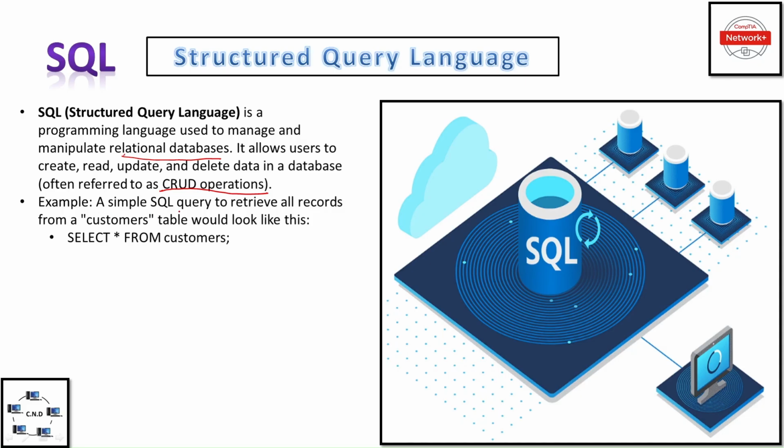For example, a simple SQL query to retrieve all records from a customer table would look like this: SELECT * FROM customers. The asterisk here means everything, and this is the table name, that is customers.